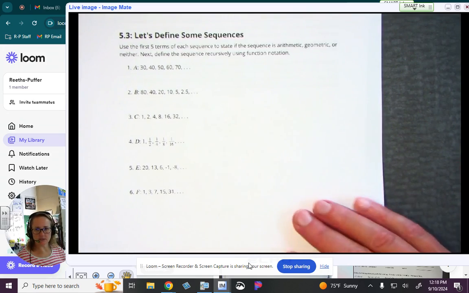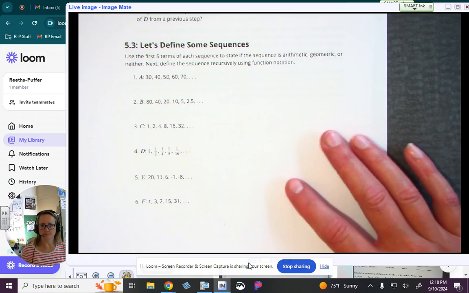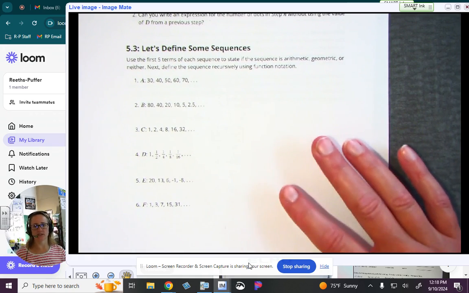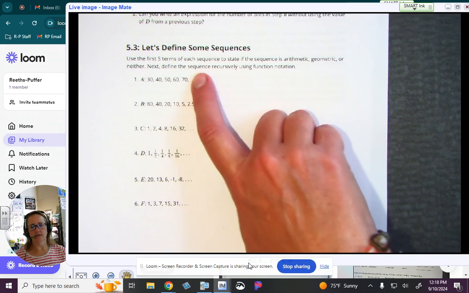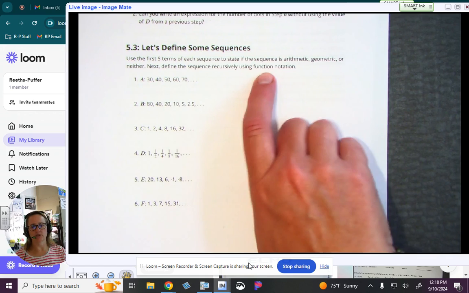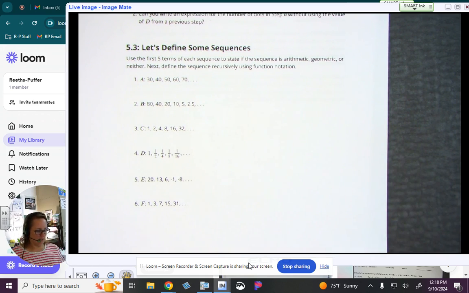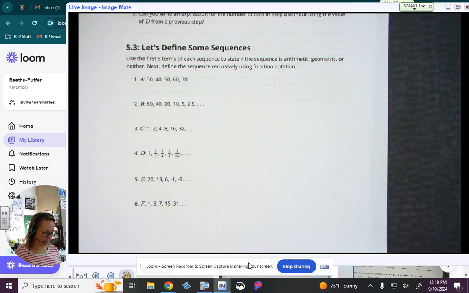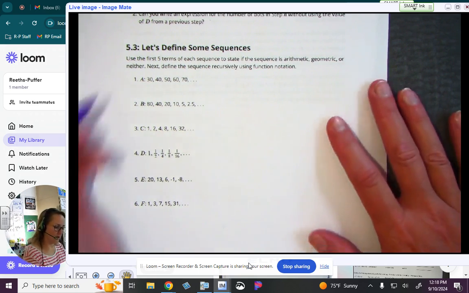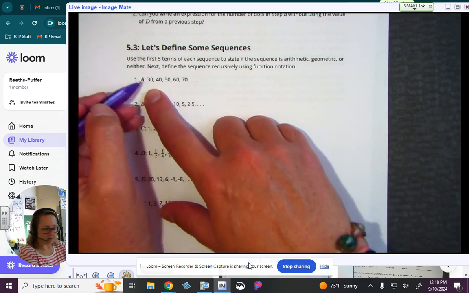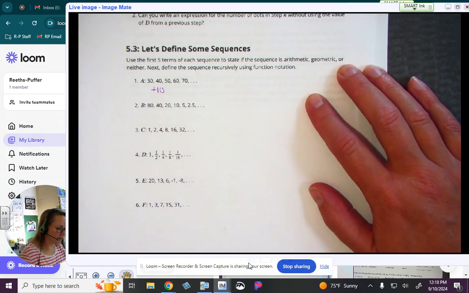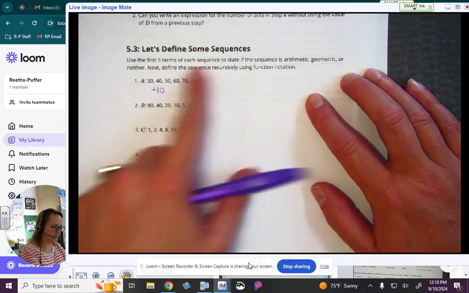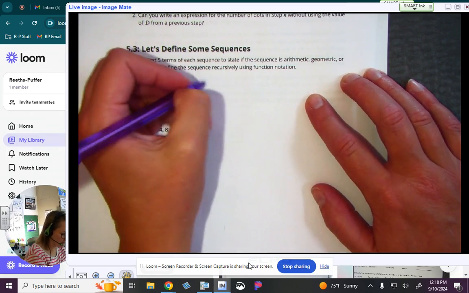If we're going to define some sequences in 5.3, use the first 5 terms of each sequence to state if the sequence is arithmetic, geometric, or neither. Then define the sequence recursively using function notation. Okay, so we're going to be using some addition or some multiplication if it's arithmetic or geometric. So start off with what we know. Take a look at the pattern first. Find the pattern. We've seen this pattern before, we're going to add 10 each time. So this is an arithmetic sequence.